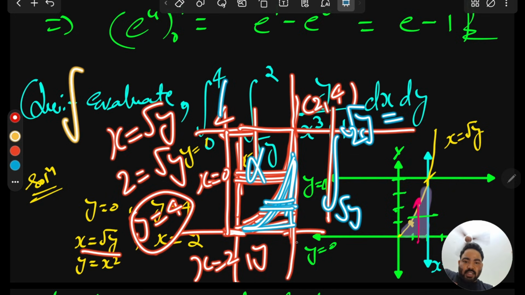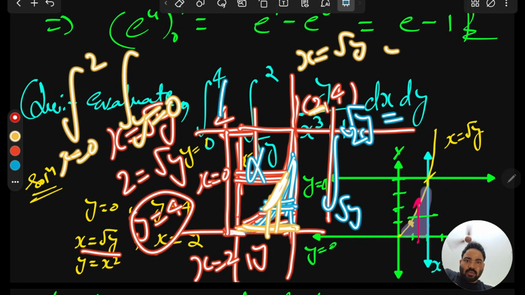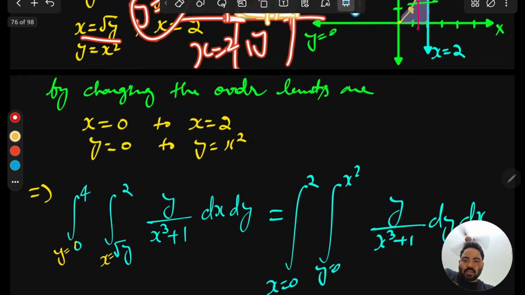So how is x moving? See, x is moving from here to here, and the equation is 2. So x is moving 0 to 2. Clearly you can notice from here. And now just draw the vertical strip. How is y moving? Y is moving from 0 along this curve. And what is this curve? If this is x equal to under root y, then y equal to x square. So y is moving along x square. So this is the equation you can notice.